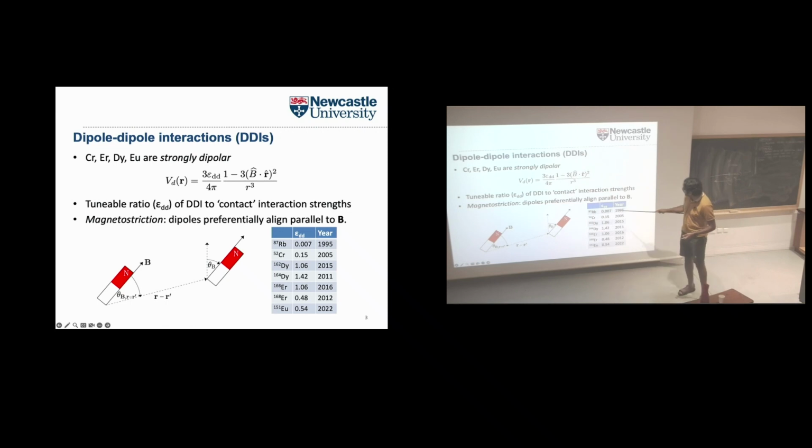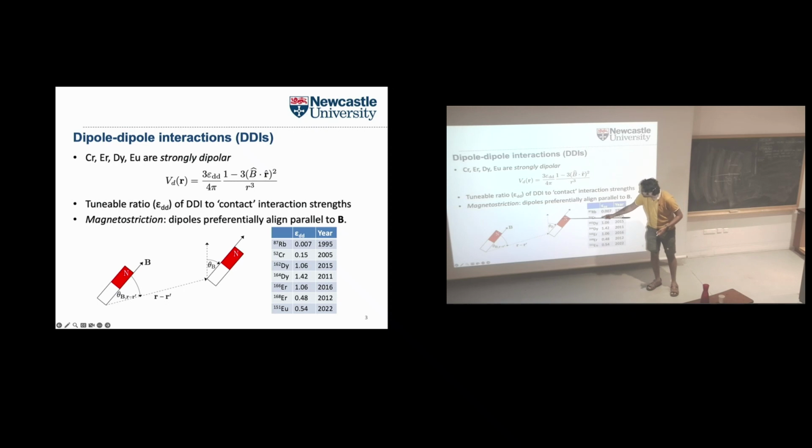Originally in 1995, when BECs were produced in the lab, these were from alkali species such as rubidium or potassium, and they have a very small magnetic dipole moment. But from 2005 onwards, with the production of BECs of chromium, dysprosium, erbium, and so on, the dipolar interaction strength from the magnetic dipole moments is large enough, at least well over an order of magnitude compared to the old alkali BECs, that you have to consider the magnetic dipole interaction in addition to the van der Waals interaction. So we're all familiar with magnets.